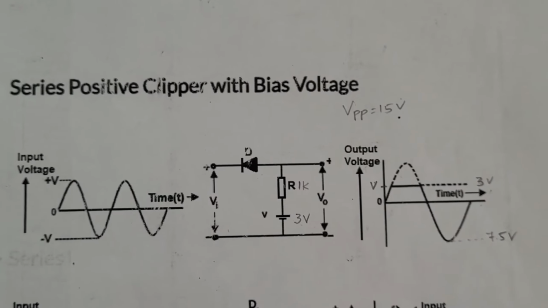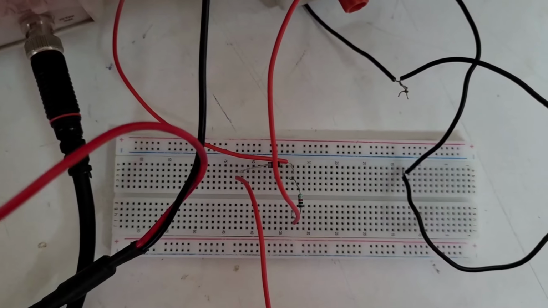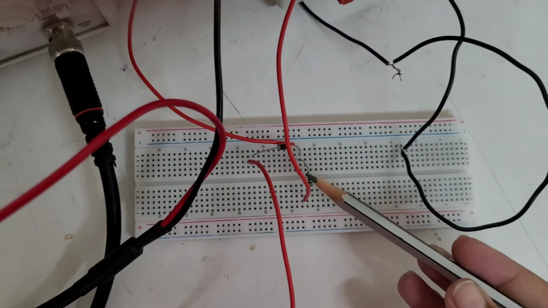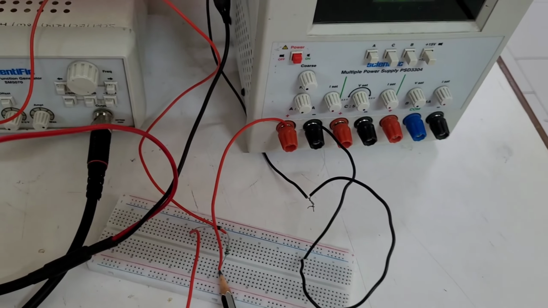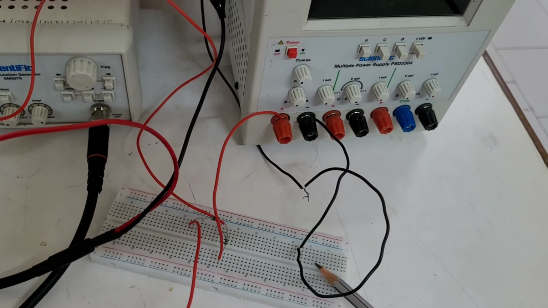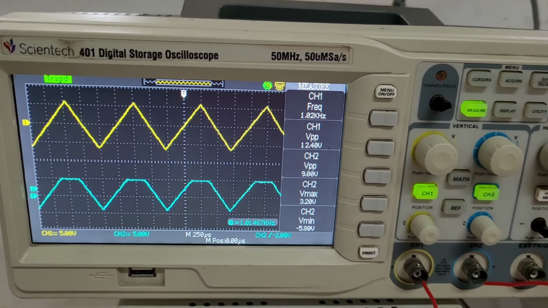Now we will implement this circuit and observe the waveforms. This is the circuit implementation. Only changes made were below the resistor we have connected DC voltage of 3 volt, that is the bias voltage. The positive supply of the bias voltage is fed to the resistor end, and the negative terminal of the DC supply is connected to the common ground. These are the output waveforms of the circuit.